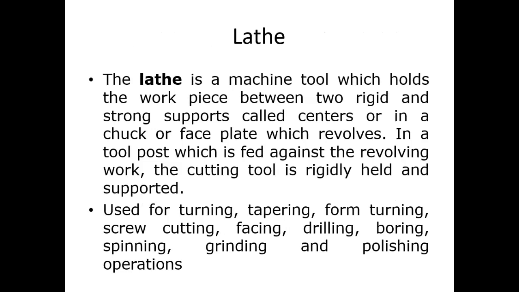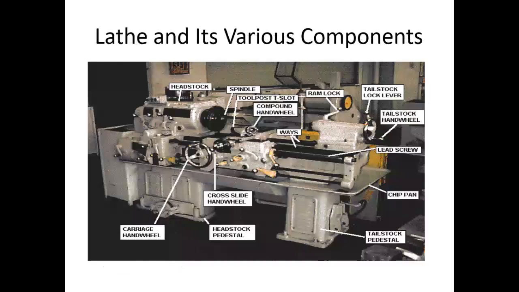So let us start with the lathe machine. Actually, the lathe is the oldest known machine tool in mechanical engineering. It is a machine tool which holds the workpiece between two rigid supports to do the operations. Usually circular objects are made on this machine. It can also be used for taper turning, facing, drilling, boring, spinning, grinding and polishing operations, etc.